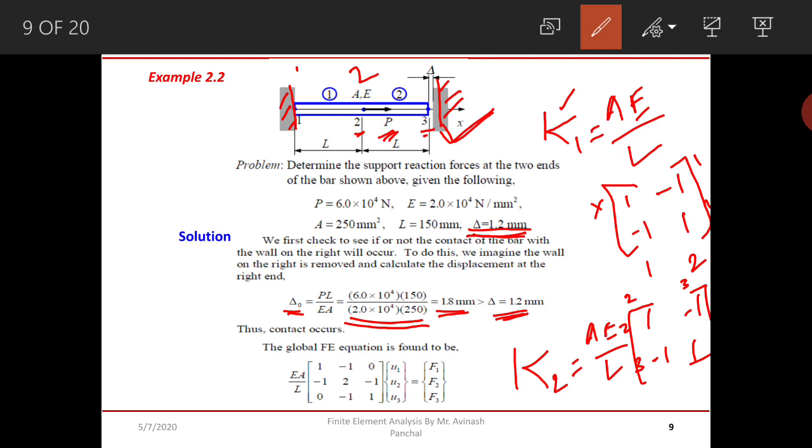So the order of the global stiffness matrix will be 3 by 3, and we can take A upon L as common, because a similar area, similar length and similar Young's modulus are applied over here. So only the matrix will change. Here this matrix has the value of k1 and this one is k2.